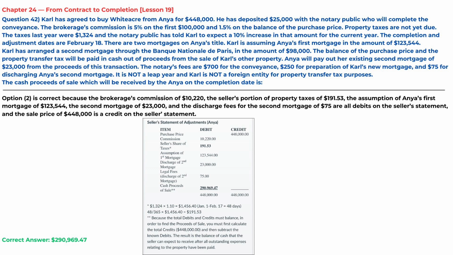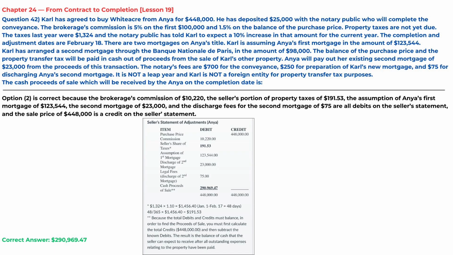Seller's statement of adjustments, Anya. Item, purchase price, $448,000, credit. Commission, $10,220, debit. Seller's share of taxes, $191.53, debit. Assumption of first mortgage, $123,544.00, debit. Discharge of second mortgage, $23,000.00, debit. Legal fees, discharge of second mortgage, $75, debit. Cash proceeds of sale, $290,969.47. Total debits balance out to total credits, $448,000.